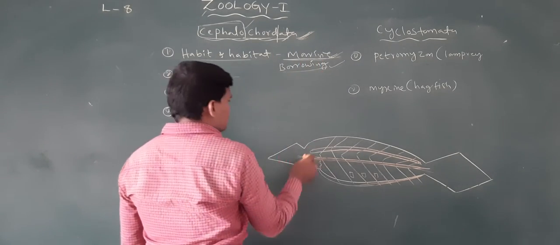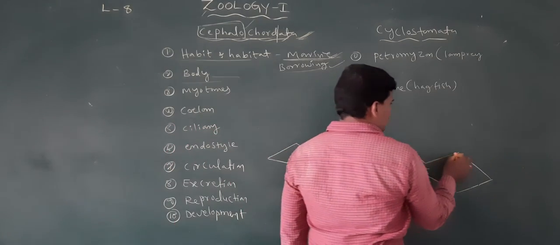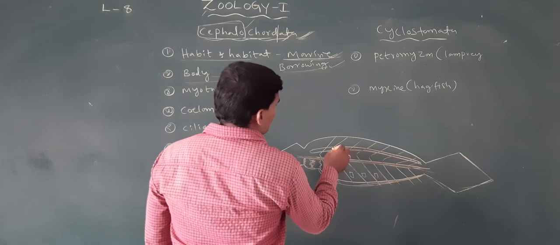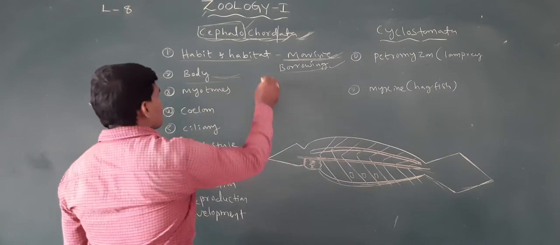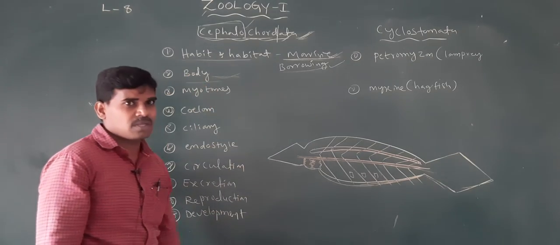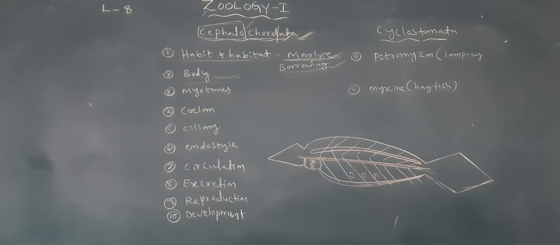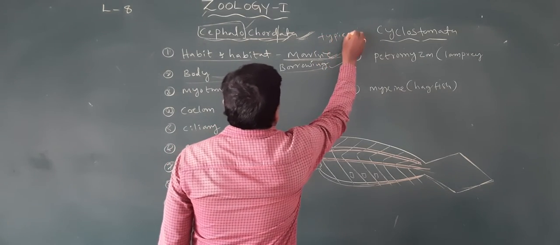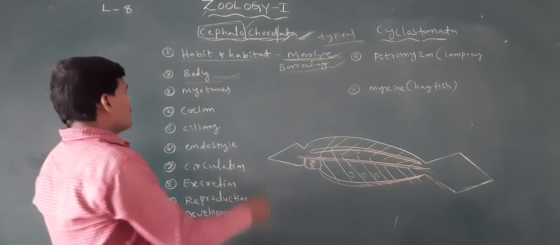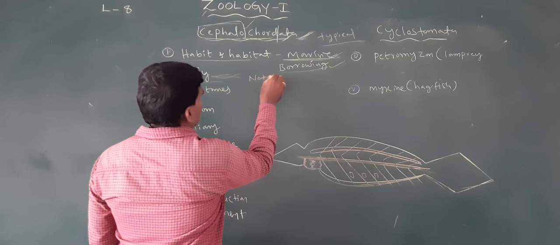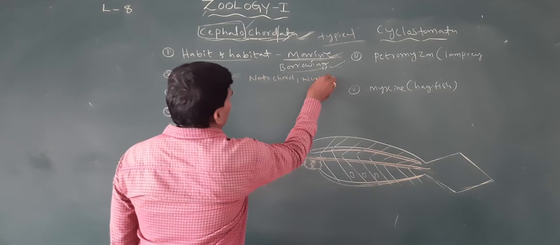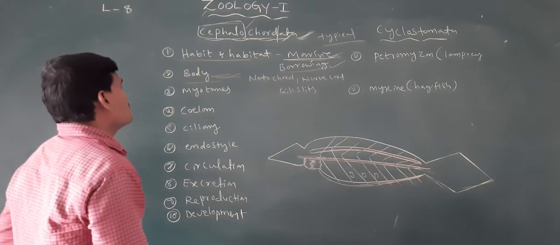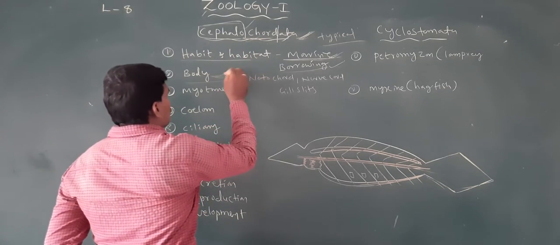The body has the rostellum, the trunk part, and the tail region with a caudal fin. The notochord, nerve cord and pharyngeal gill slits are also present. Gill slits are present in chordate animals. Cephalochordates are typical chordates, because the notochord, nerve cord and gill slits are all present.